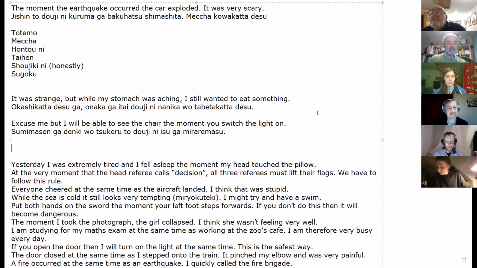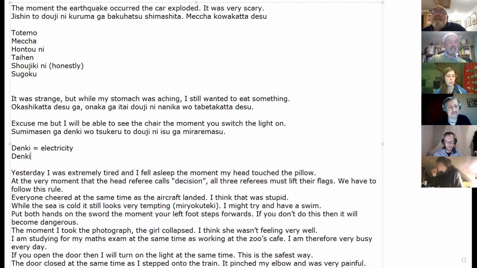Very good. Incidentally, guys, just for your vocabulary study, denki is electricity when it's read with a certain kanji, and denki also means light when read with a different kanji. So if I just quickly chuck this up on the screen.